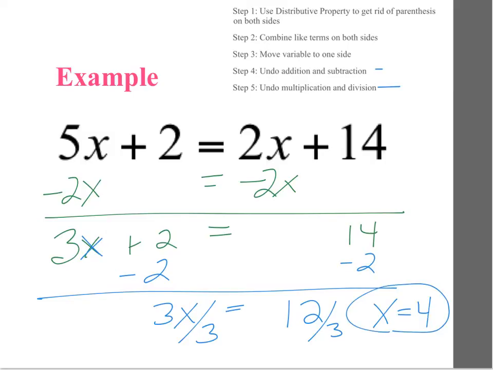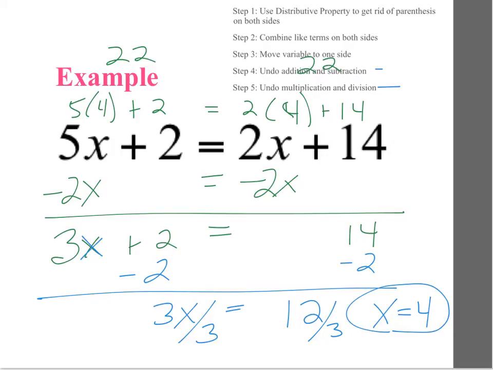Now I could go ahead and put this 4 back in here to see if this is a true statement. And I think you will find, whoops, that's a 4, that it is a true statement. On the left you have 22, and on the right you have 8 plus 14, which is also 22. So I know that x equals 4 is a true answer.